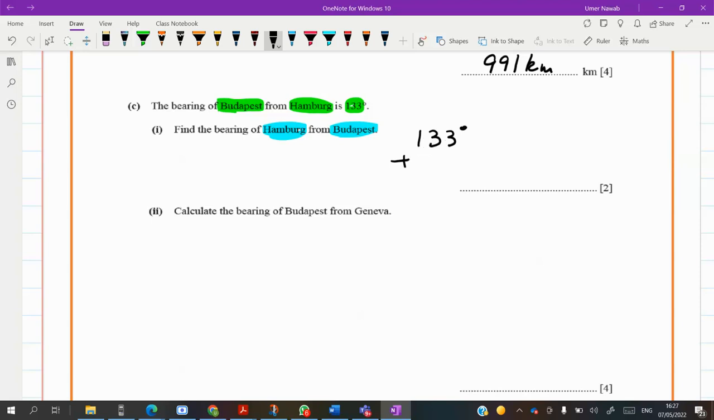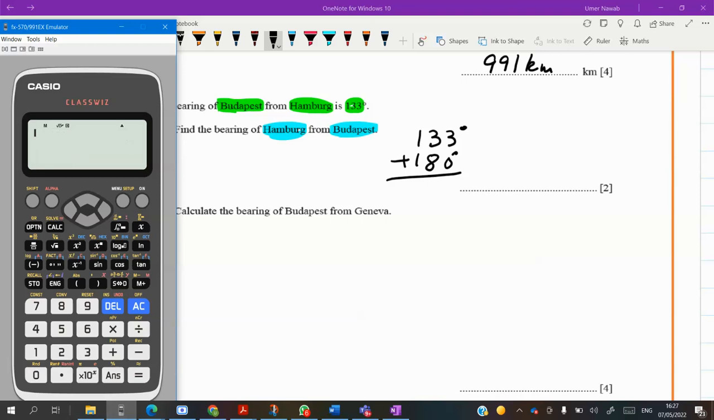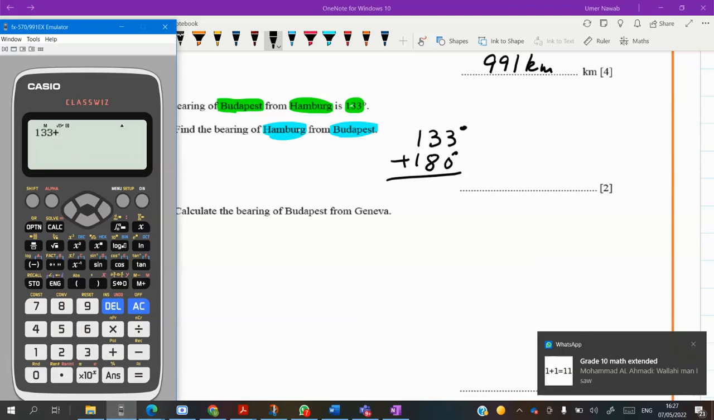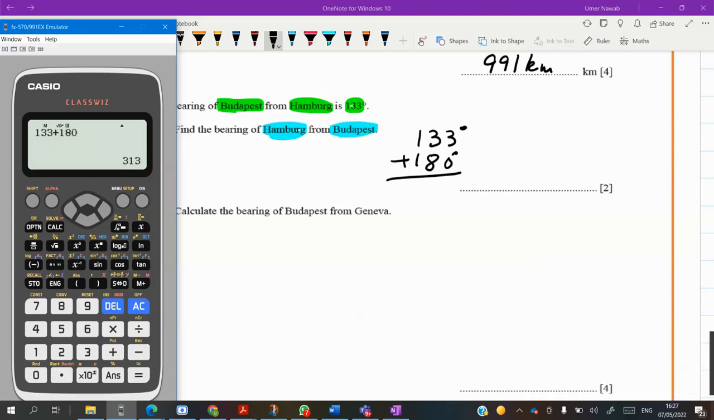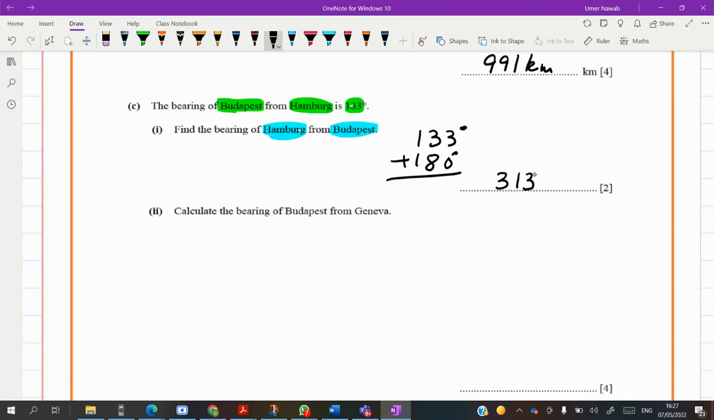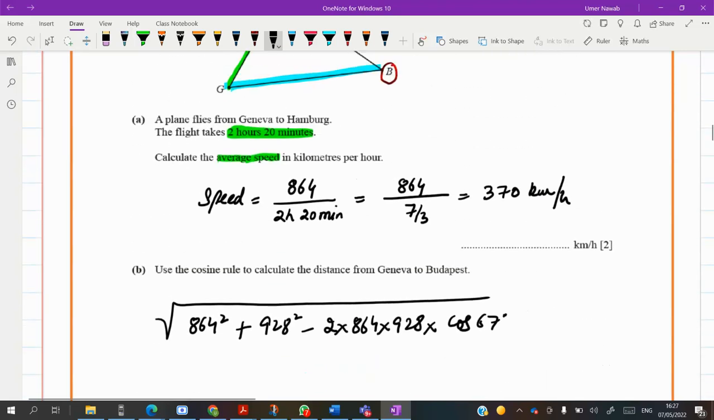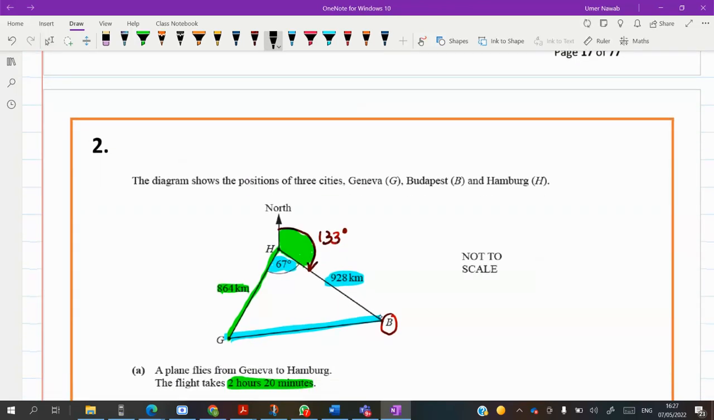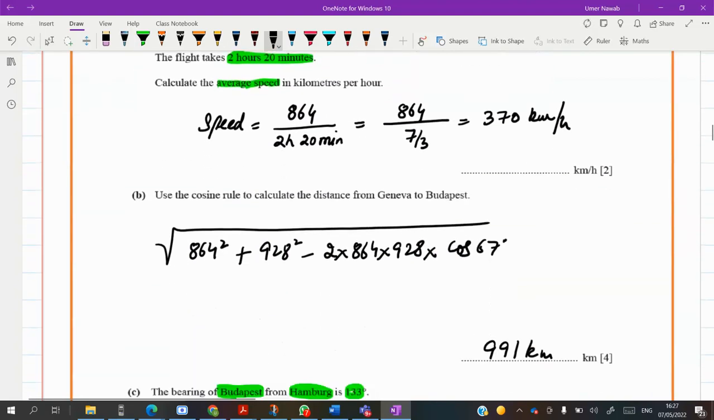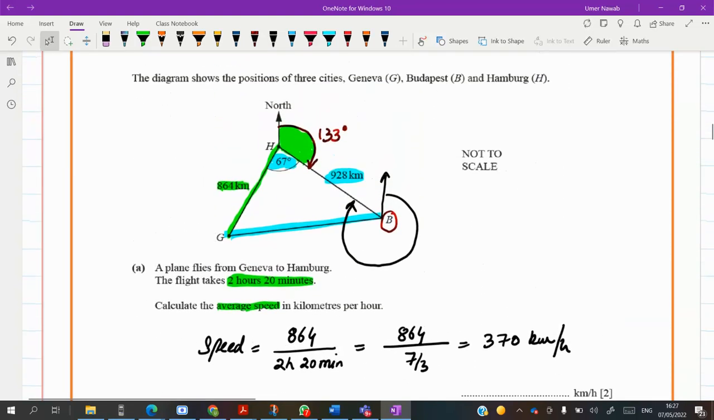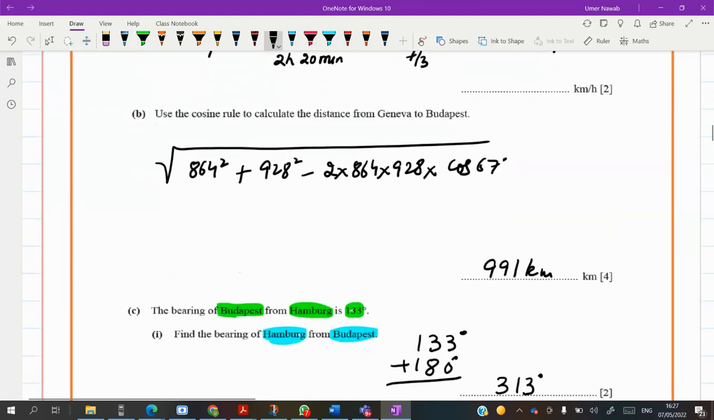133 add 180 to get this bearing. 133 plus 180 gives us 313. So 313 is the bearing, this one. If you draw the north here, just to show you that this angle is how much? 313. No need to show it, but for confidence building or understanding the concept, it is better.